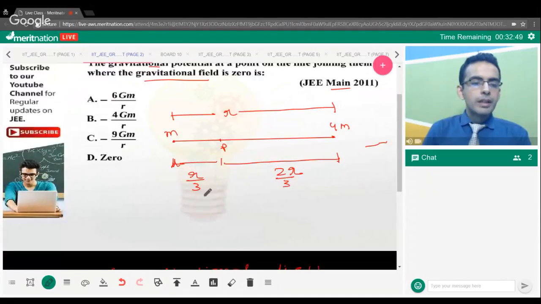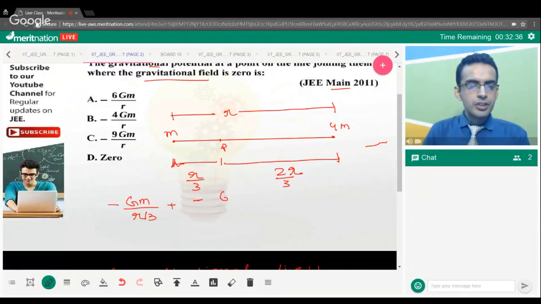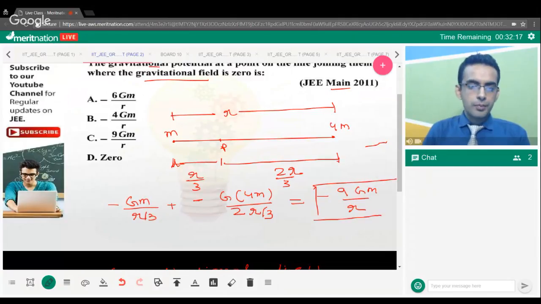Okay. Now, gravitational potential at point P will be minus of GM by r by 3 plus minus of G into 4m divided by 2r by 3. If you solve it, you'll get the value minus of 9GM by r. So that is the correct answer. Okay. So students, please focus. You'll get everything. Okay.